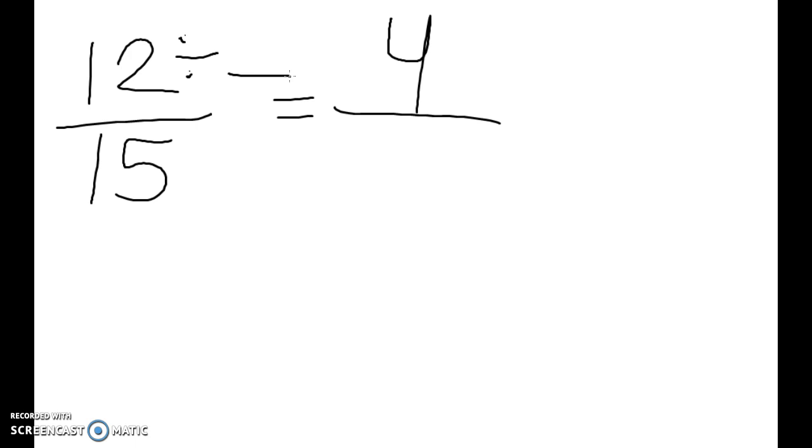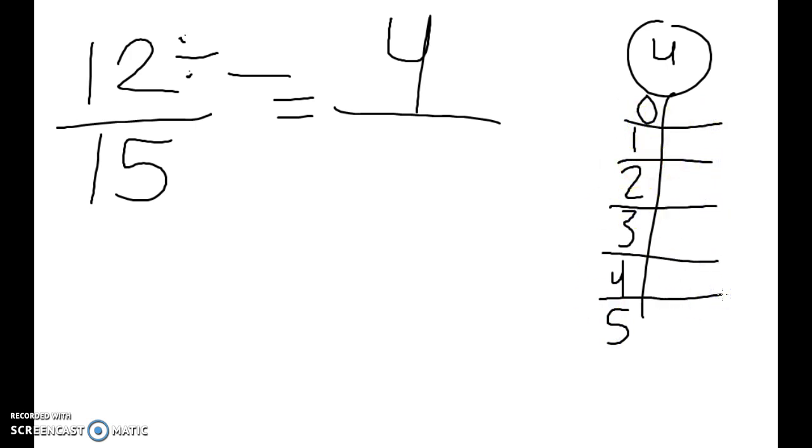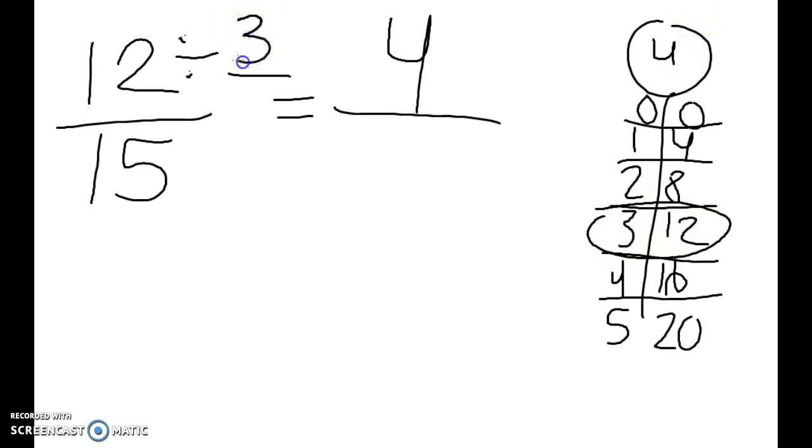Now, I can also think about this as a fact family, thinking 4 times what number equals 12. Over here, I'm going to make a quick lollipop for my 4s. I'm just going to go to 5 this time. So 0, 4, 8, 12, 16, 20. So right here, I see 12. This tells me that 4 times 3 equals 12, or 12 divided by 3 equals 4. So up here, I'll put 3.